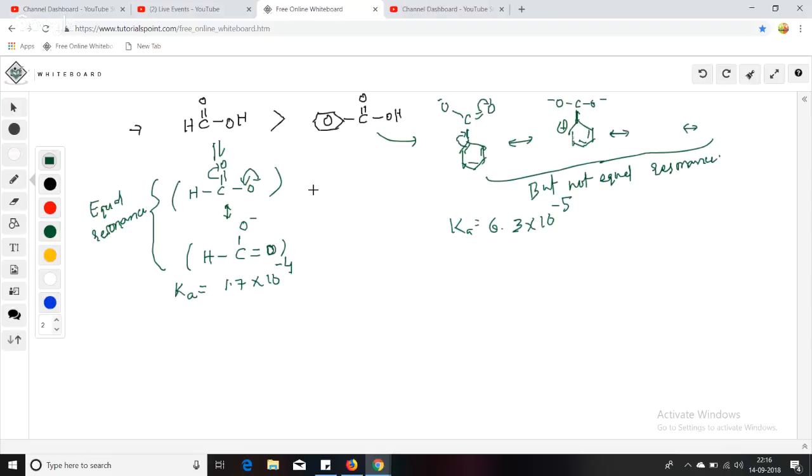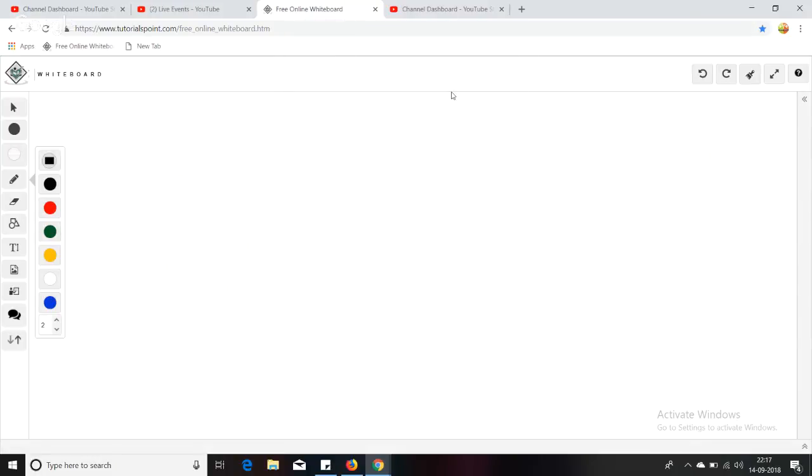Okay, now one more important thing that you have to discuss here before going into the aromatic acid comparison, and that is the ortho effect. Ortho effect, we also call it the SIR effect. SIR effect is nothing but steric inhibition of resonance.